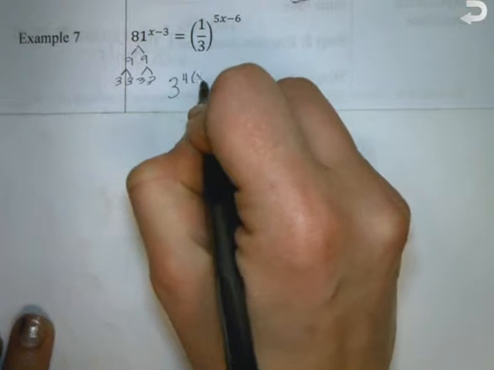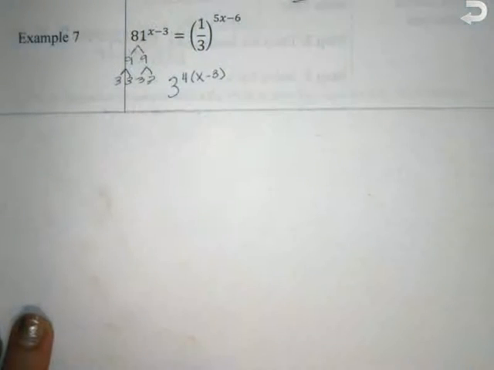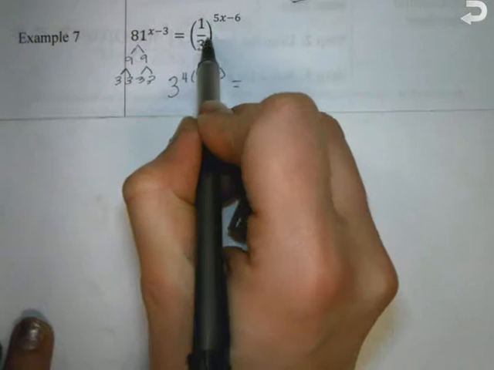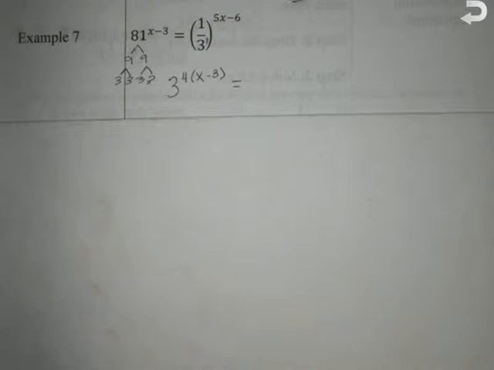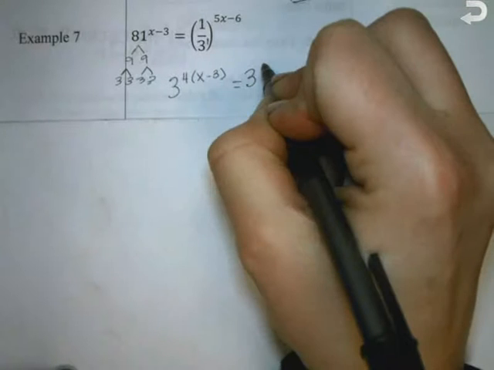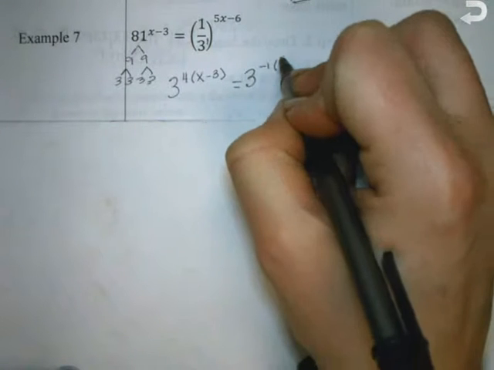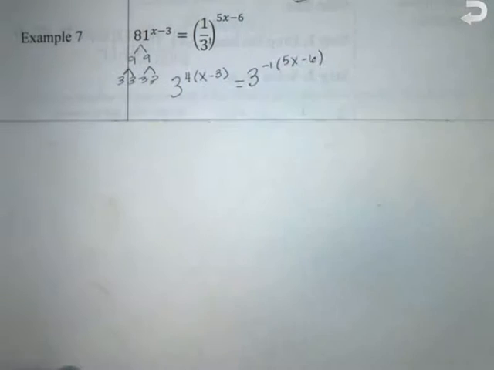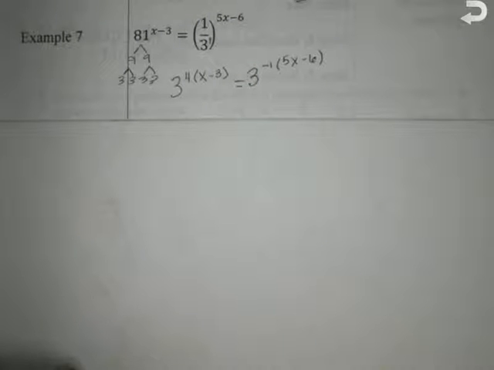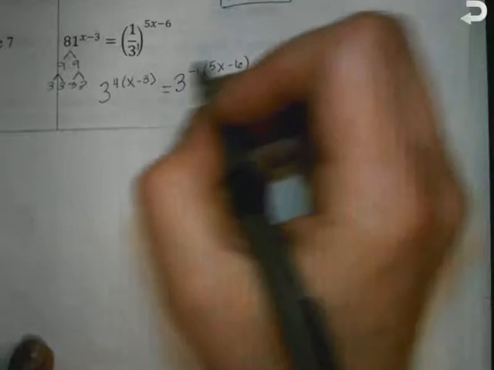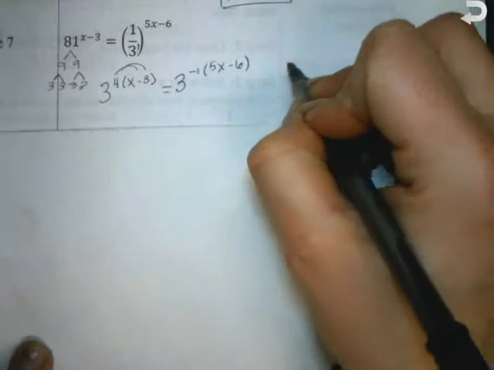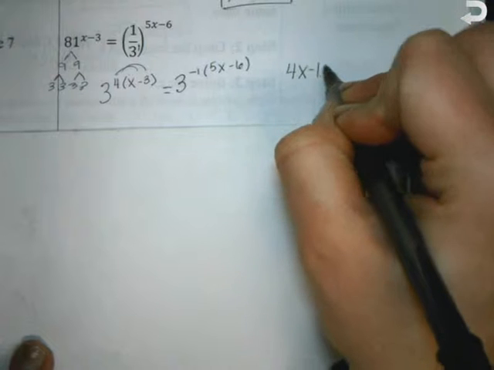Okay, this is 3 to the first power, but I want to get it up to the top. So what's going to happen? It's going to be negative. So this is 3 to the negative 1 times 5x minus 6. Right, so now we can drop the bases, right? So this is, I'm distributing in the same step now, 4x minus 12 equals negative 5x plus 6.